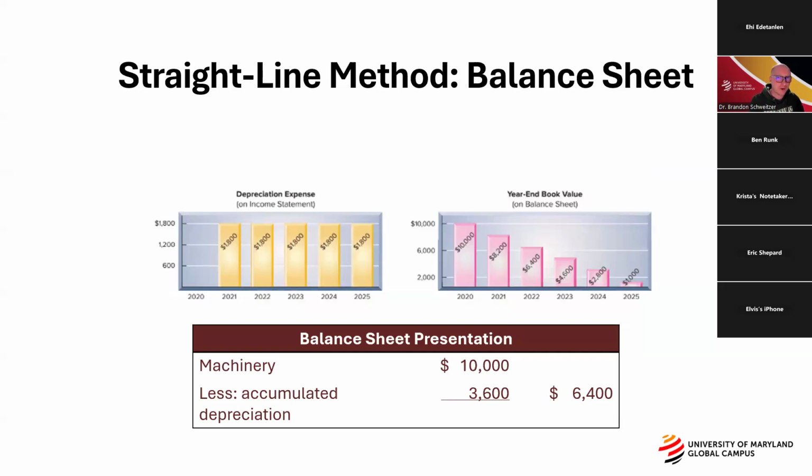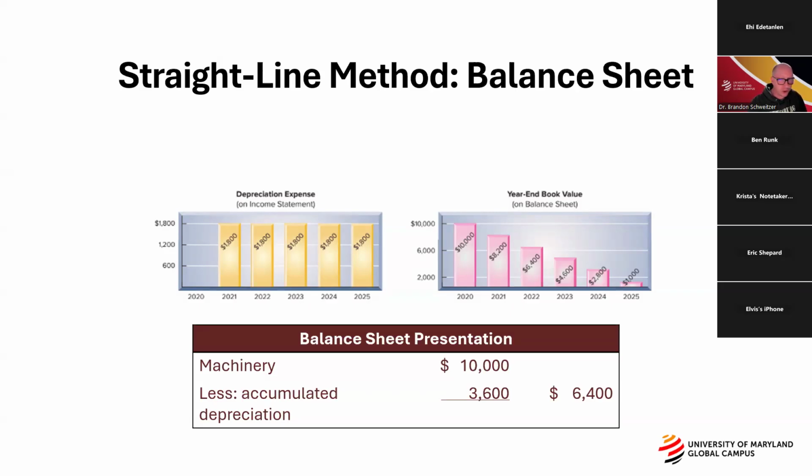And looking at that straight line method, we can see on our income statement every single year we have a depreciation expense of $1,800. It doesn't change on the income statement because we depreciate the same amount every year for that 5 years.